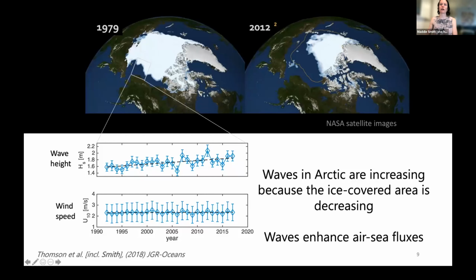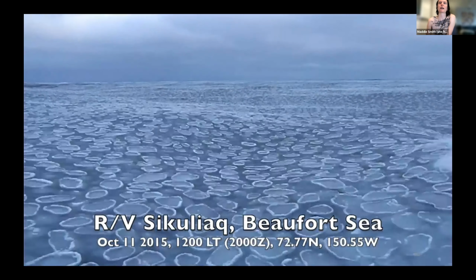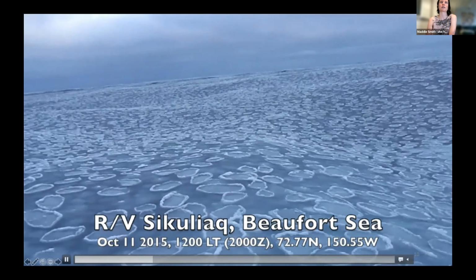And so the ice at the surface is drastically changing the air-sea interactions from the open ocean, but conversely, the waves are also enhancing the fluxes from what we'd expect to see in the pack ice, like on Mosaic. So we can just see an example of that here, where we have waves in a marginal ice zone with actually pancake ice on the surface.